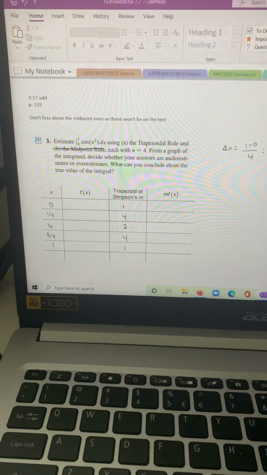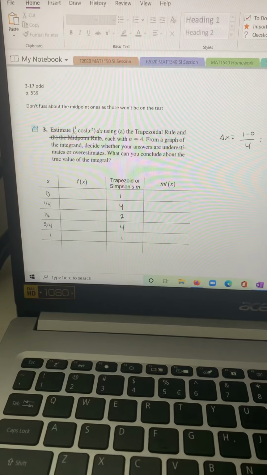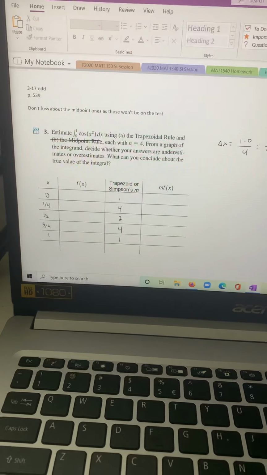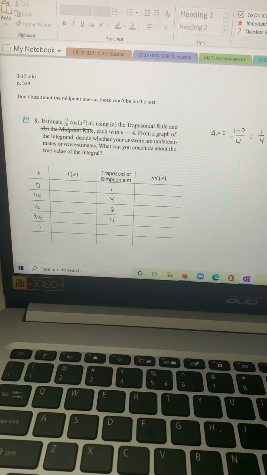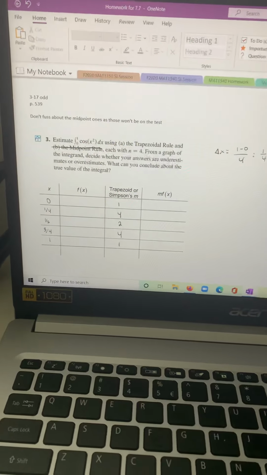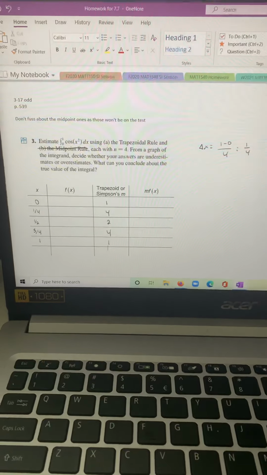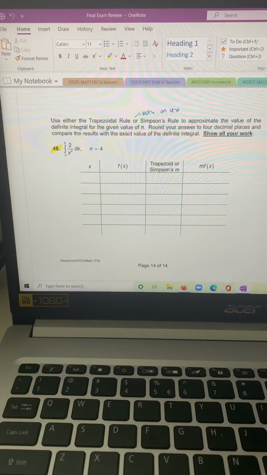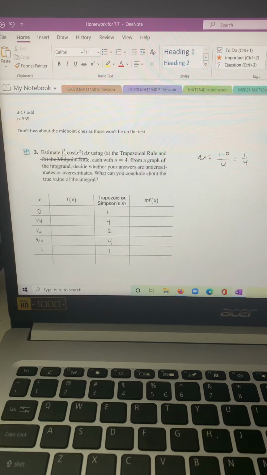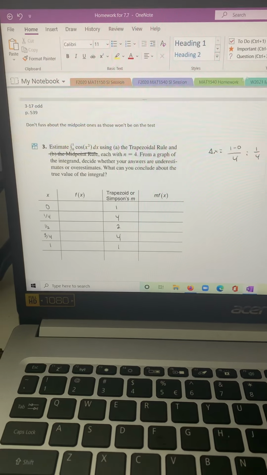So I figured I'd make a video just in case anybody has any confusion about how the calculator works for this type of problem using the trapezoidal rule. So I copied this graph from the extra credit review. I just copied that to do in my homework because I figured that was easier.